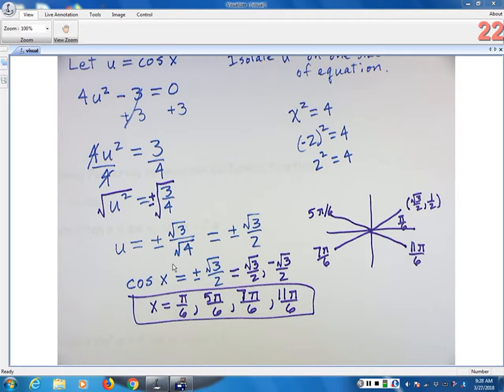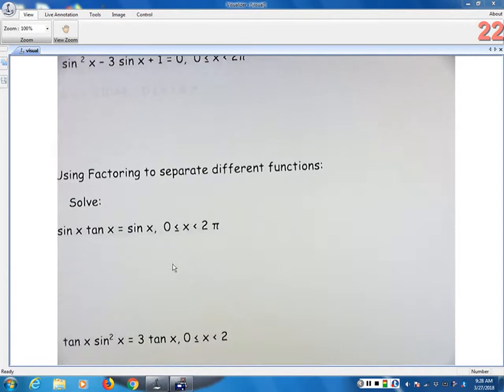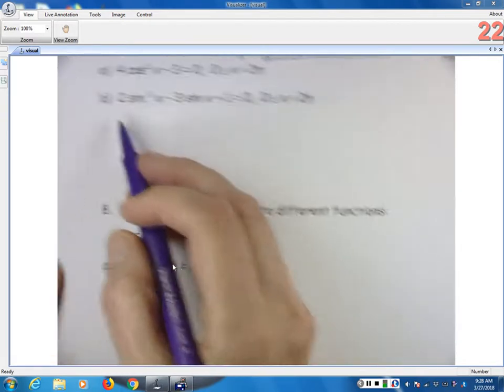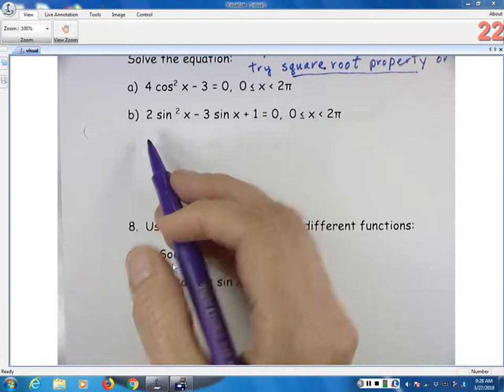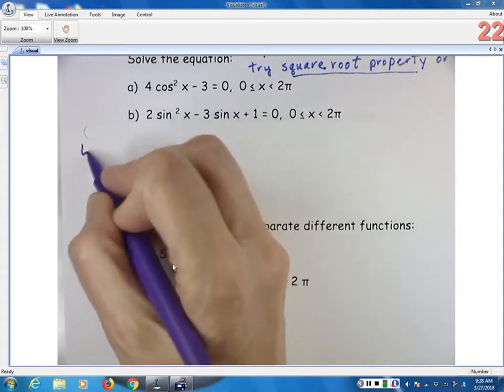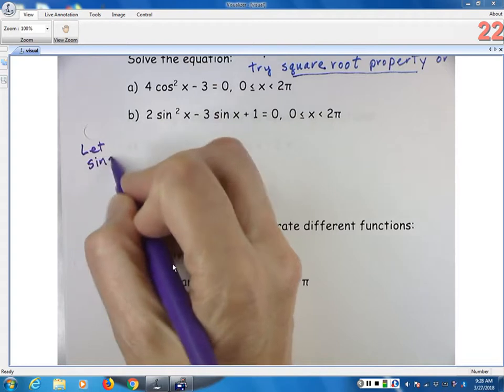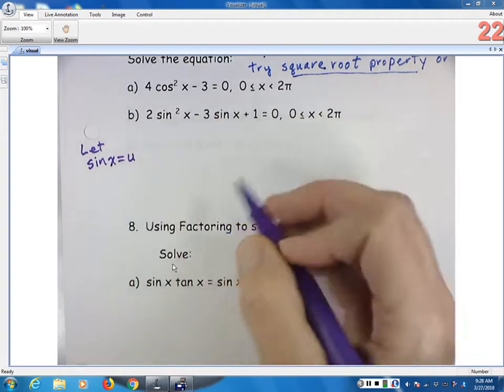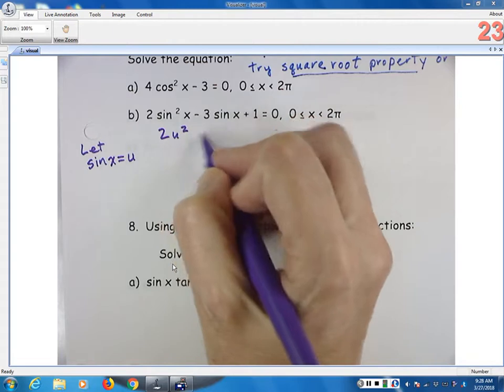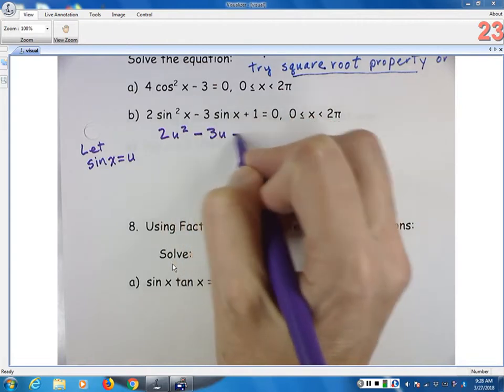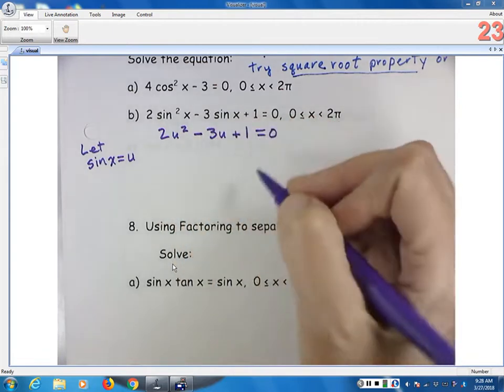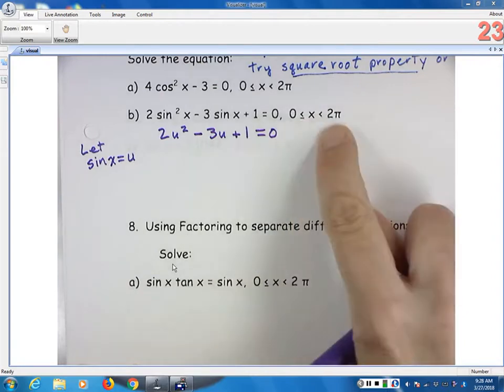All right, so the next example. I made a substitution in this one too. If you can factor without making a substitution, go ahead, but we're going to let sine x equal u. We have 2u squared minus 3u plus 1 equals 0. We're looking just for solutions between 0 and 2 pi.